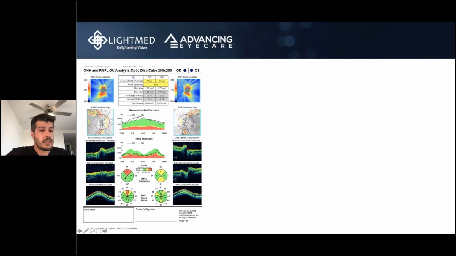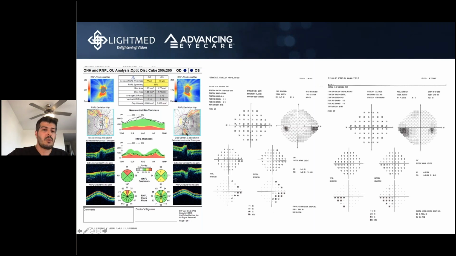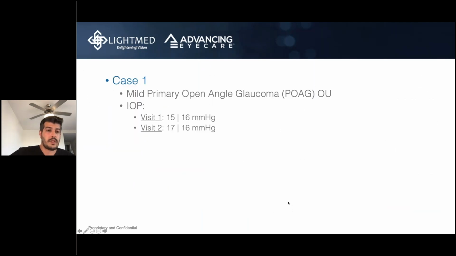On the RNFL OCT, you see thinning superiorly on the right RNFL and some borderline thinning in the left eye, which corresponded to our visual field test. So both eyes had nasal steps, which was very unfortunate because this is a very young patient. And as I told her, we really don't want your eyes to get any worse because you're so young. You need your eyes for at least another 40, 50 years, if not more.